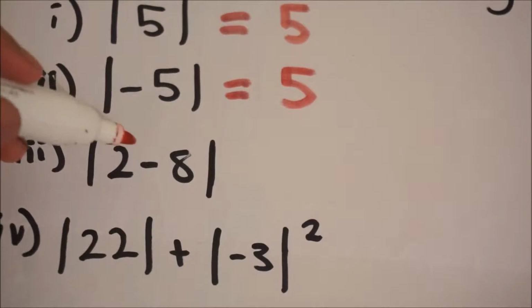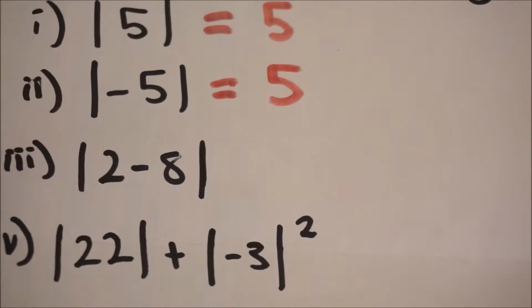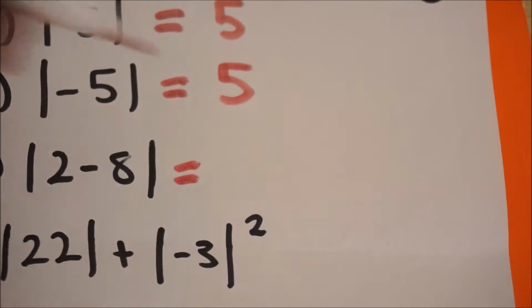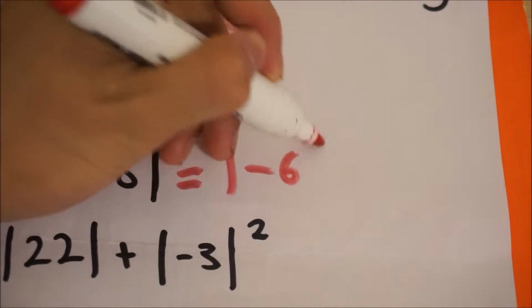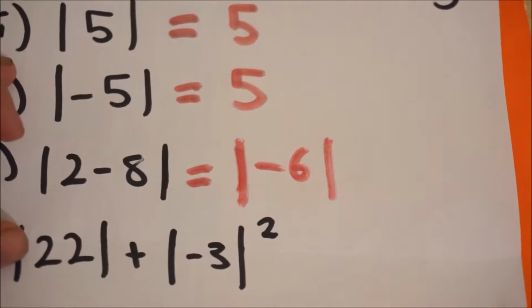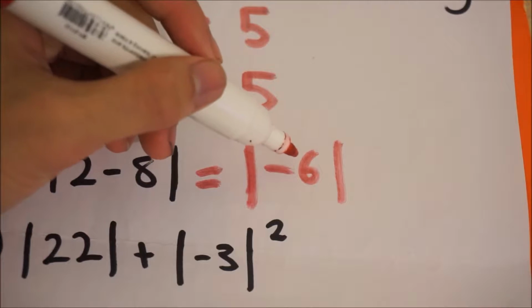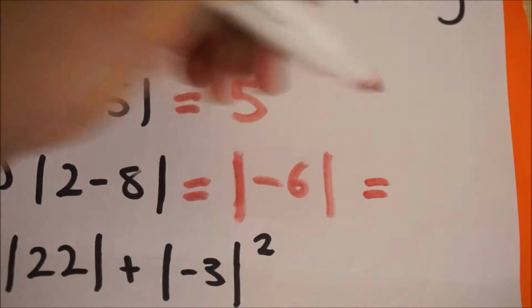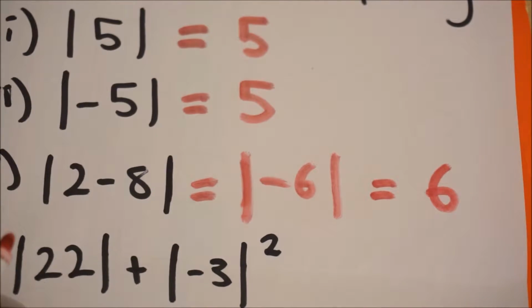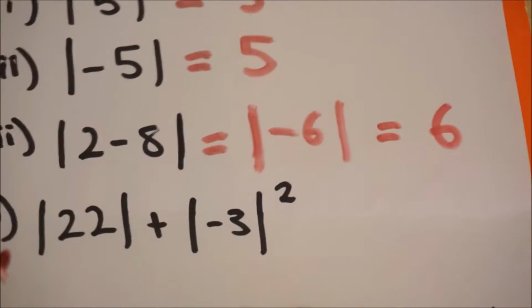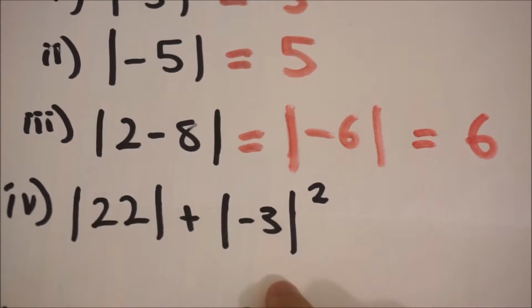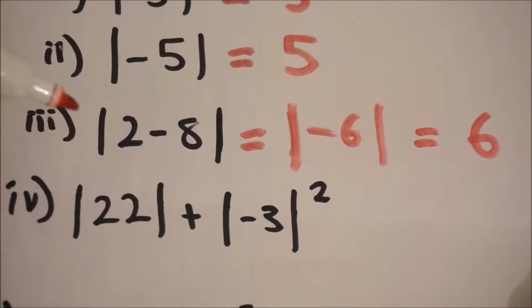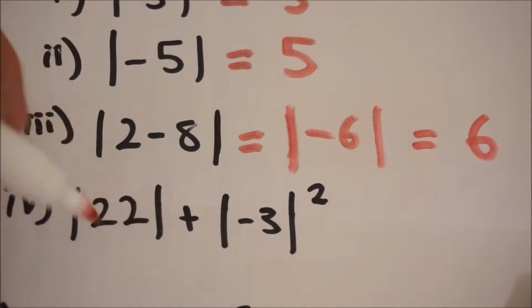I've got the absolute value of 2 minus 8. I want to make sure I simplify this first. So 2 minus 8 is just going to be negative 6. Now I realize that negative 6 is negative, so I want to make sure my result is positive. After I apply them, I get 6. It doesn't actually matter what's inside or outside the absolute value signs. I want to keep doing what I'm doing. I want to make sure I've simplified everything.